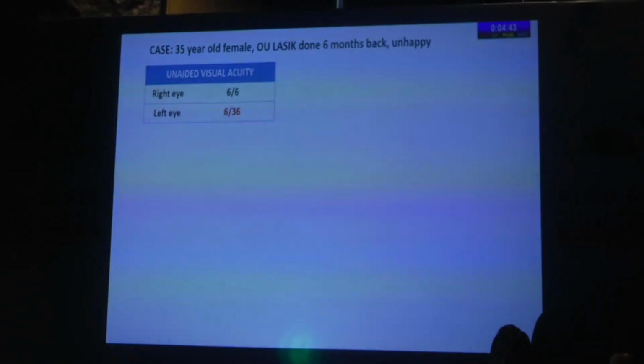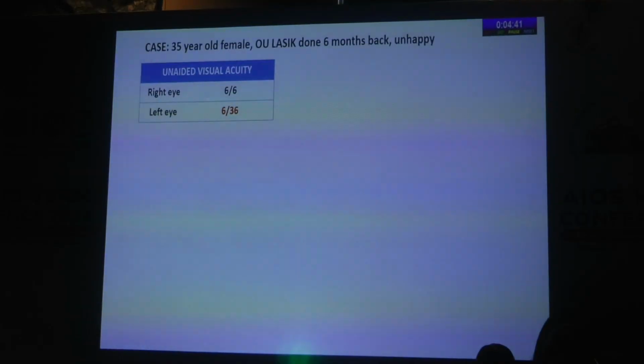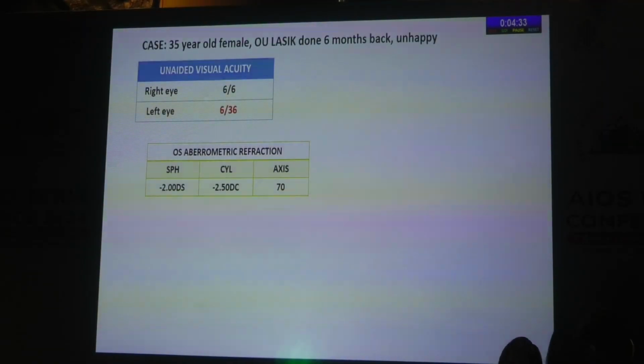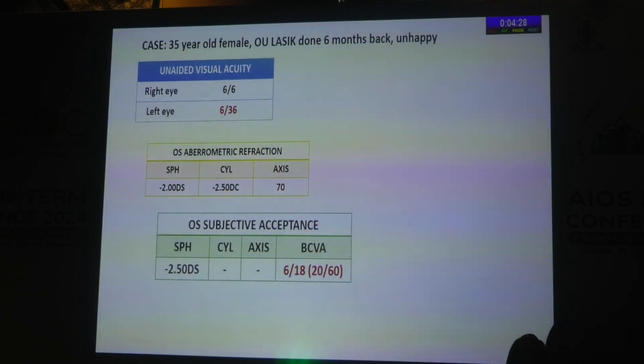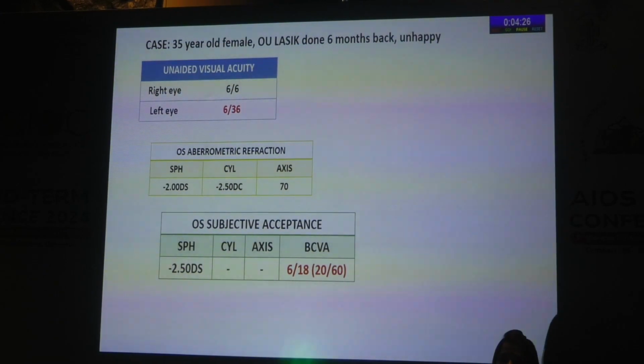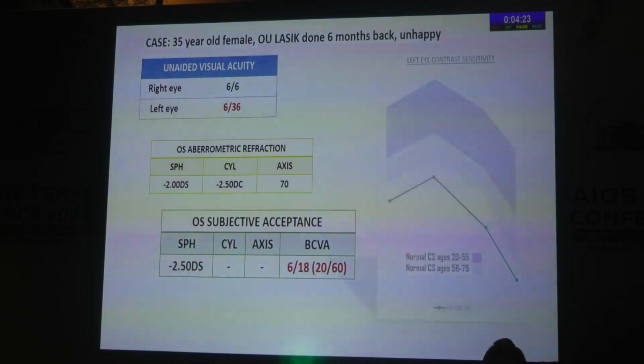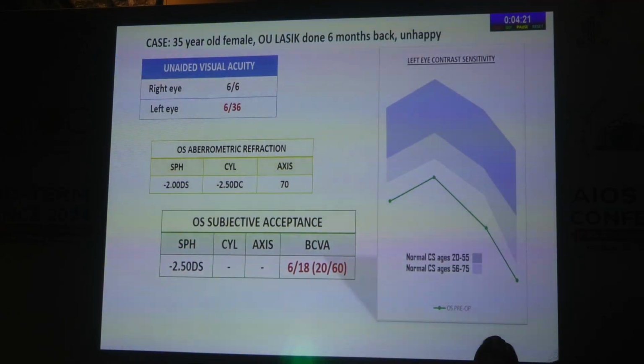So, I have basically two cases where I've shown we can do a transepithelial PTK in really bad LASIK complications. Okay, so this was a 35-year-old female. She had LASIK done elsewhere 6 months back. The right eye was okay, 6 by 6. The left eye was uncorrected, only 6 by 36. And this is her refraction, -2 with -2.5 cylinder. And on acceptance, she just had a -2.5 diopter sphere. She was only improving to 6 by 18 in the left eye. Her contrast sensitivity also was much lower than normal.